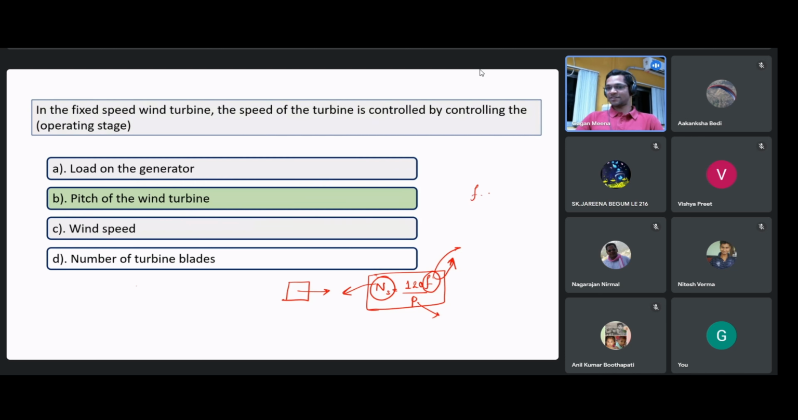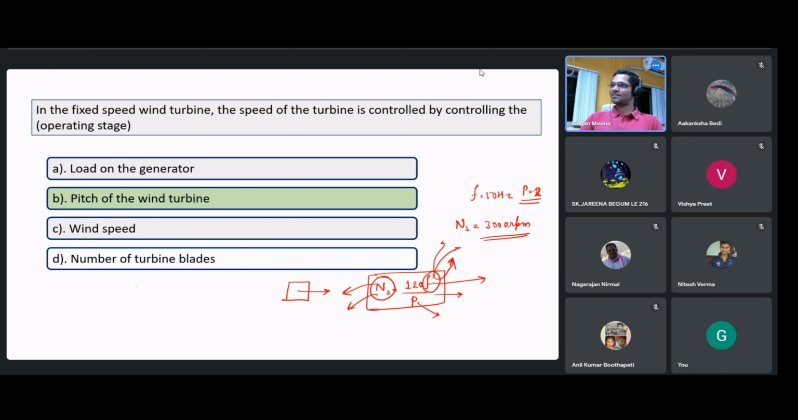Suppose the frequency is 50 hertz, then what will be Ns in that case? Suppose it is a two pole machine. It will be 3000 RPM, correct? For a two pole machine. For four pole, it will be 1500 RPM. So this formula is still valid. If we are changing the synchronous speed, then frequency will also change. The same thing is happening here. This is valid, but the synchronous speed itself is changing, and as a result of that, frequency is also changing.